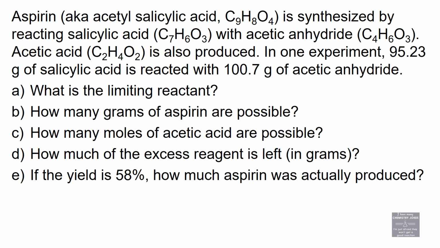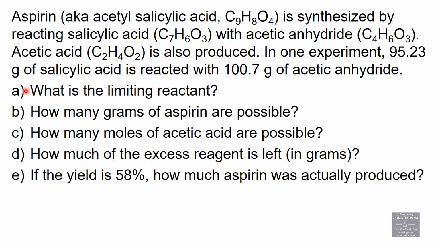Aspirin, aka acetylsalicylic acid, is synthesized by reacting salicylic acid and acetic anhydride. Acetic acid is also one of the products. In one experiment, you start with this much salicylic acid and that much acetic anhydride, and you have a bunch of questions to answer about it.